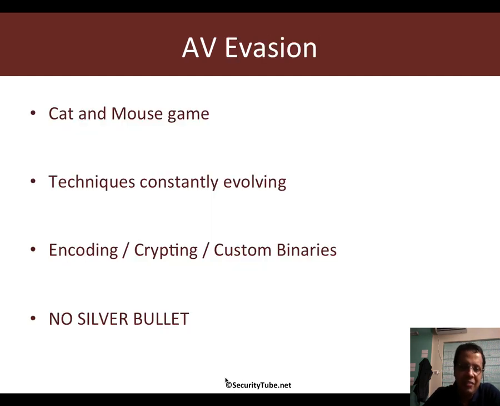Now, as far as AV evasion is concerned, it's a cat and mouse game, honestly, guys. The techniques are constantly evolving. It's always a mixture of some form of encoding, crypting, custom binaries, and there is really no silver bullet which will last forever. Because as people come up with new techniques, AV manufacturers look into it, they go ahead and patch it, then people again come up with new techniques. However, truth be told, AVs are much simpler to beat than most people think.